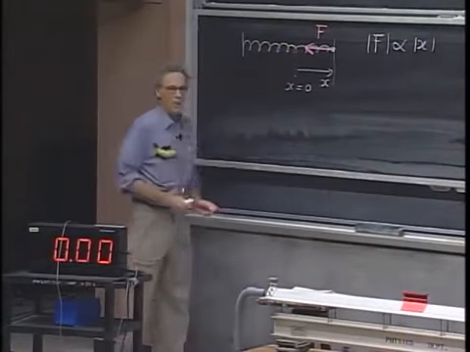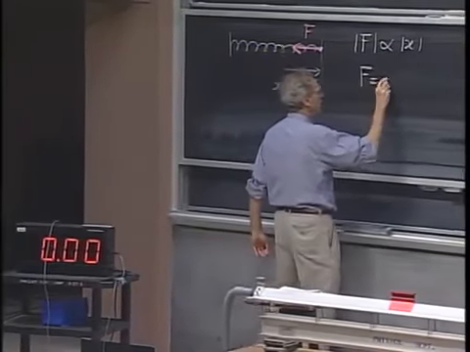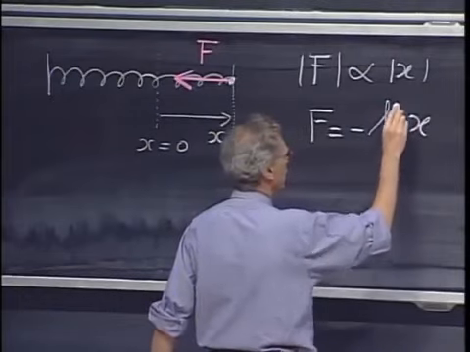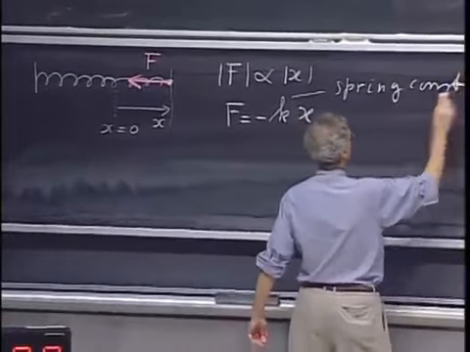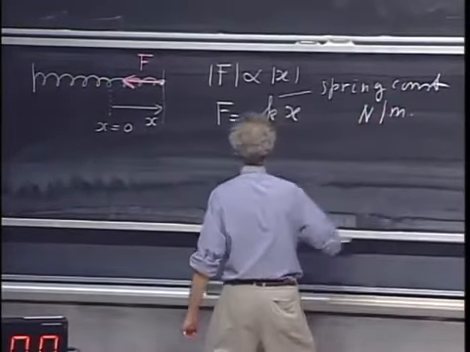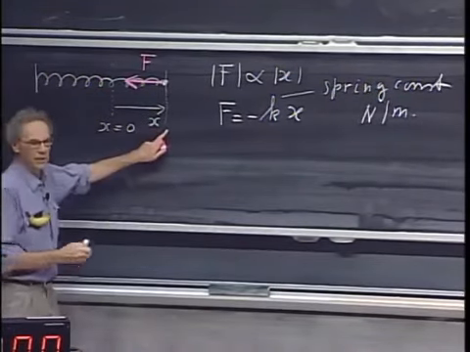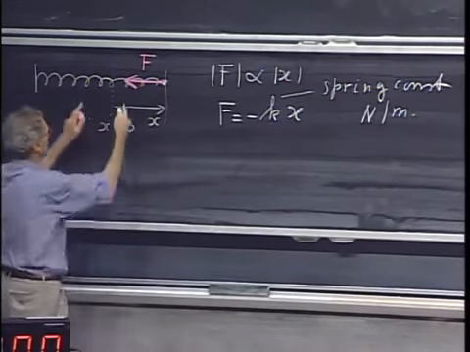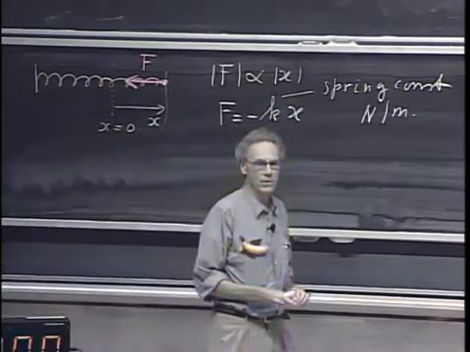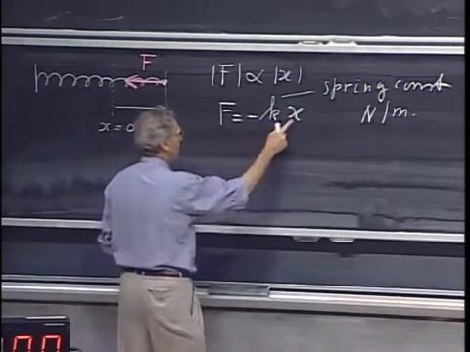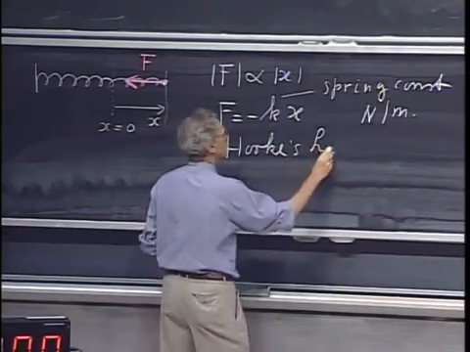This is a one-dimensional problem, so to avoid the vector notation, we can simply say that the force, therefore, is minus a certain constant, which we call the spring constant. The spring constant has units newtons per meter. So the minus sign takes care of the direction. When x is positive, then the force is in the negative direction. When x is negative, the force is in the positive direction. It is a restoring force. Whenever this linear relation between F and x holds, that is referred to as Hooke's law.